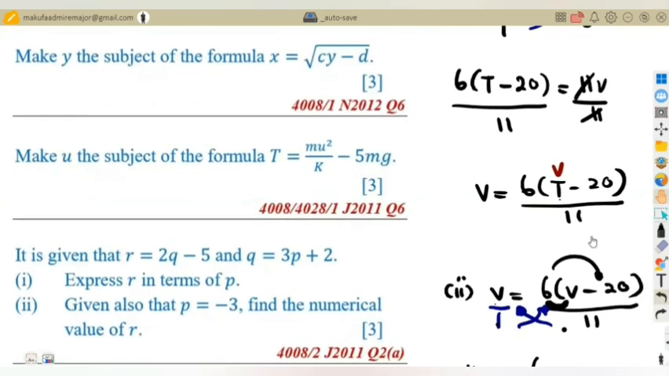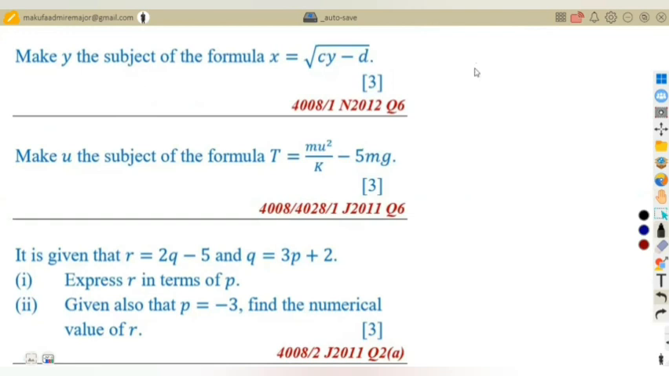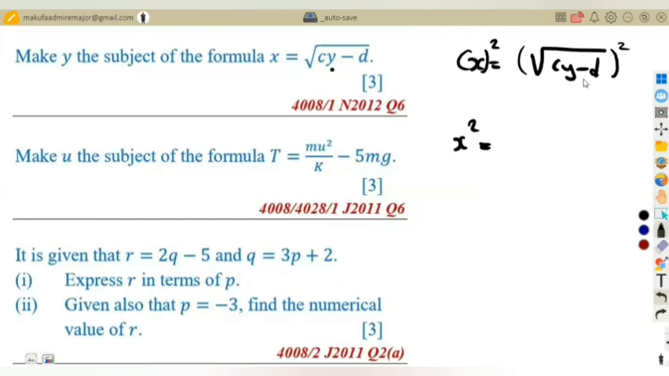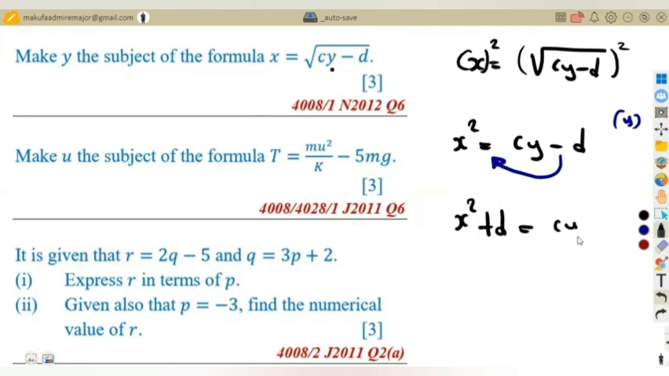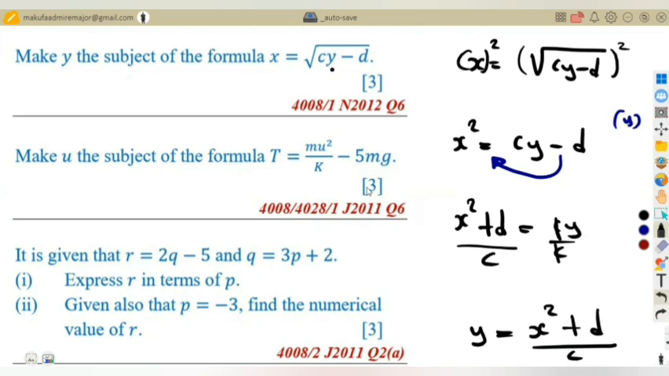All right, make Y the subject of the formula from this X is equal to square root of CY minus D. Make Y the subject, Y which is hidden inside of the square root, square both sides. X squared is equal to CY minus D to remove the square root. We want to make Y to be the subject. What is affecting? It's the minus D. Take it to the other side. So X squared plus D is equal to CY. How can I remain with Y? Simply divide by C both sides. So that means Y is going to be X squared plus D over C. We have made Y to be the subject.